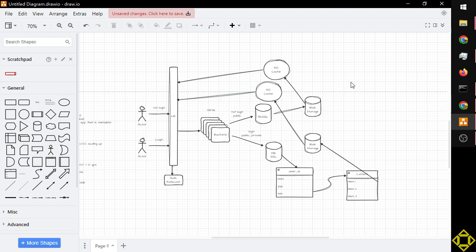Yes, this structure seems solid for now. You've covered key components like authentication, public-private content handling, and caching. We can move on to the next topic if you're ready.